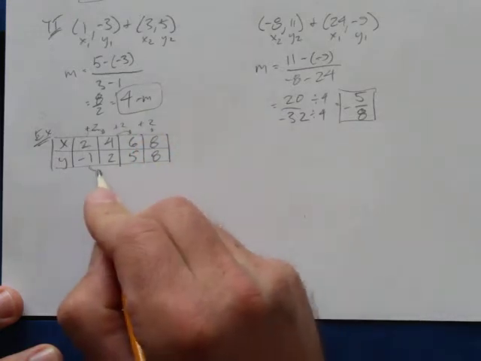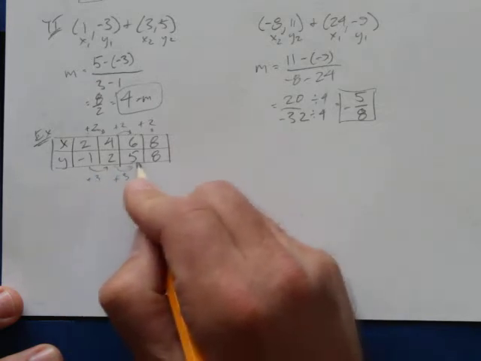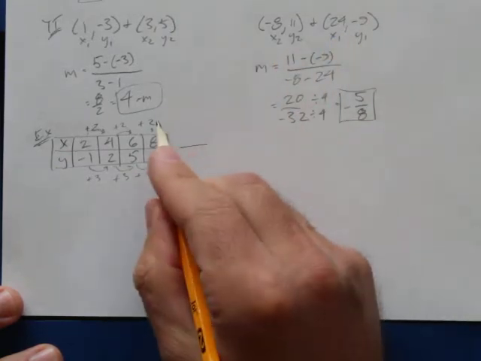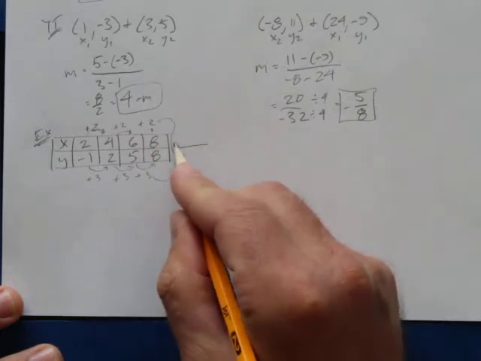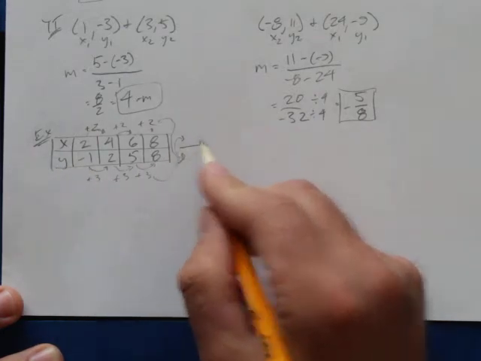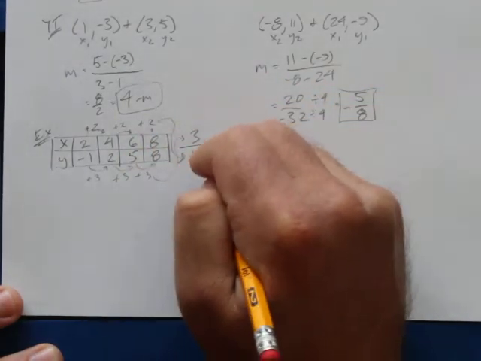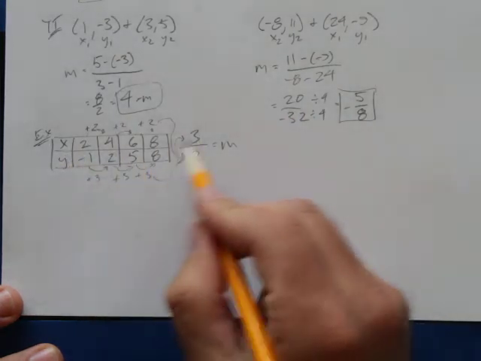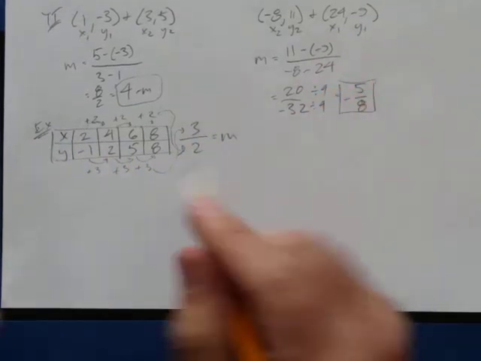Left to right, y from negative 1 to 2 is plus 3. From 2 to 5 is plus 3. 5 to 8 is plus 3. Now, here's the tricky part. The x needs to go on the bottom, remember? And the y needs to go on the top. So change in y, remember y is here on the bottom, but it's got to go on the top when I find my slope. Change in y is 3. Change in x is 2. So my slope is 3 over 2. So this is kind of tricky. Y goes on the top, x goes on the bottom when we write our slope. You try.